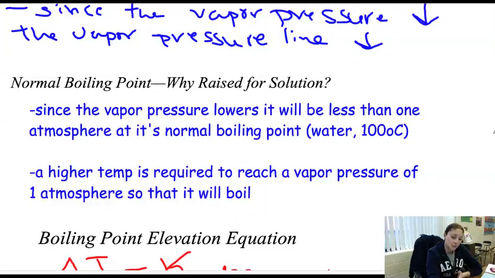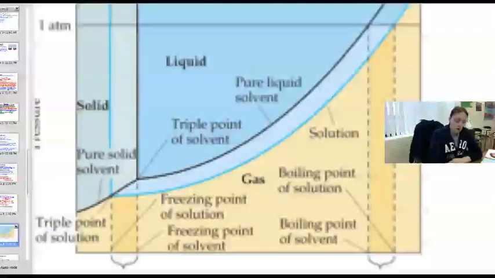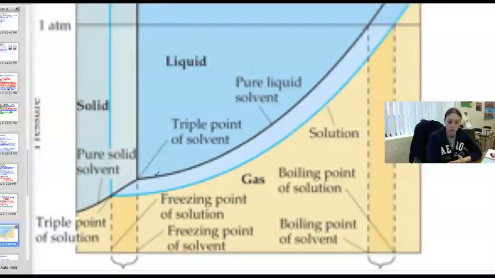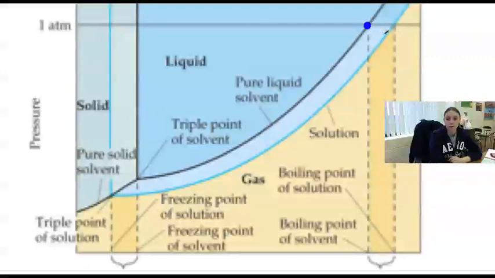And a higher temperature is then going to be required to reach the vapor pressure of 1 atmosphere, so that it's going to boil. So let's take a look here at the picture of a phase diagram. Normally, the dark black line here is my 1 atmosphere. That's when water is going to boil. So it's my normal boiling point.